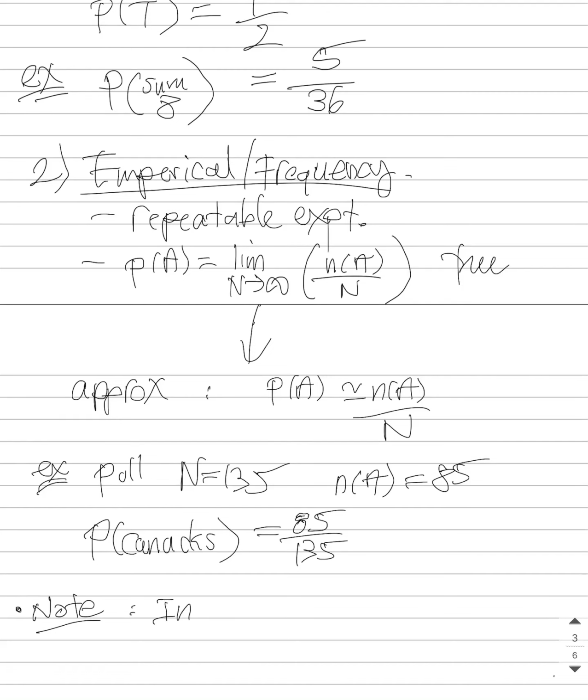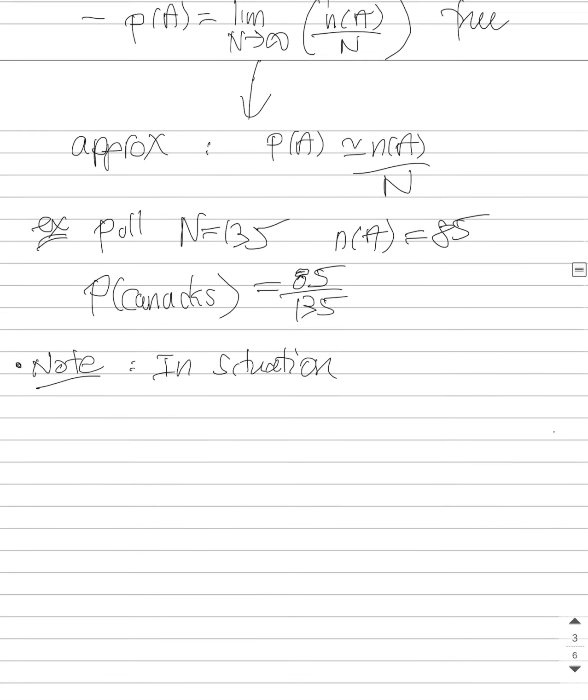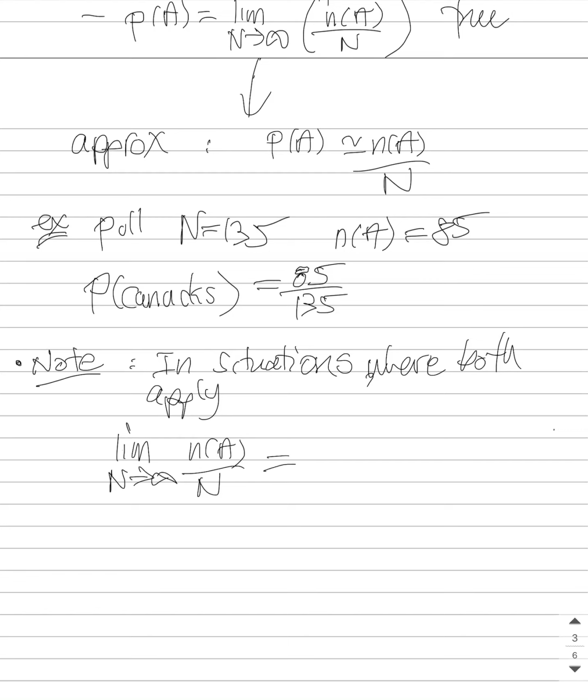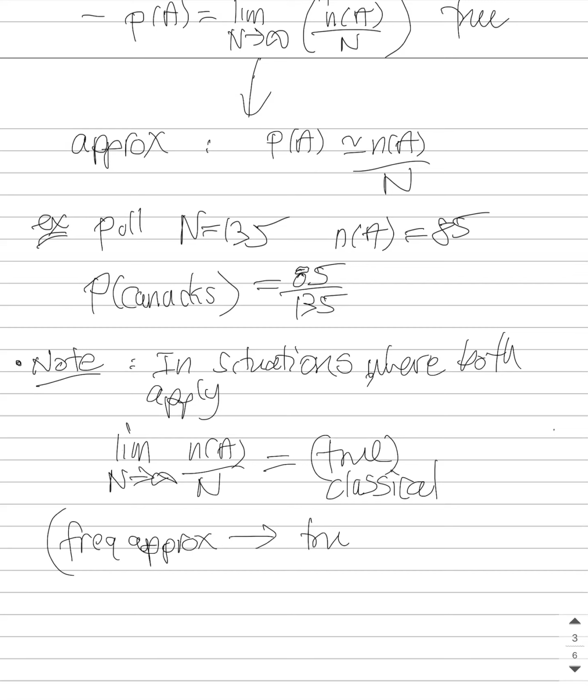Now, in situations where both the classical and the frequency definition apply, there's a connection between them. So in situations where both apply, what has to happen is that as you take the limit where n goes to infinity of this probability definition, this has to get to the true classical definition. So the frequency approximation has to get closer to the true classical.